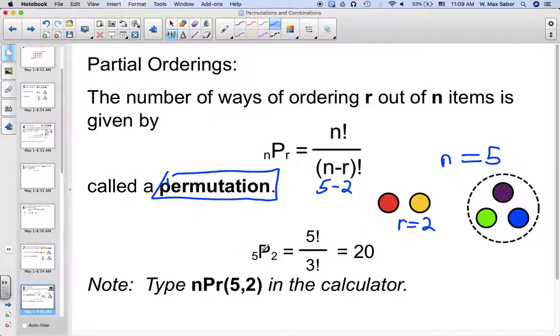So 5P2 is 5 factorial over 3 factorial, which is 20. There are 20 different ways to do this. And one of the other ways of looking at this is saying, okay, well, you have 5 choices for the first item. Now that you've used that, there are 4 choices for the second item. And we don't care about the other 3. We don't care about them at all. So we just do 5 times 4, and that will give us the 20. But as these get harder, you can still use permutations.